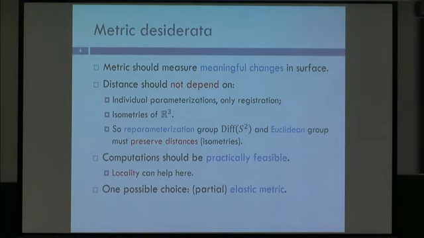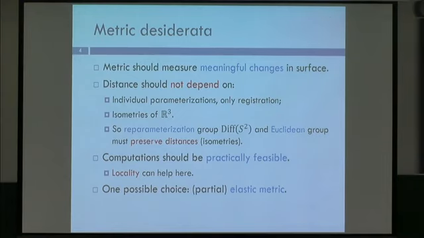We want the distance in the end to depend not on the individual parameterizations of the two surfaces, but only on their registration. And the point here is that if I reparameterize both surfaces in the same way, their registration won't change because the correspondence won't change. And we also may want the distance, or do want the distance, to be invariant to rotations and translations, because if it isn't, it means that we're essentially selecting some preferred position and rotation for shapes, which in general we have no reason to do.